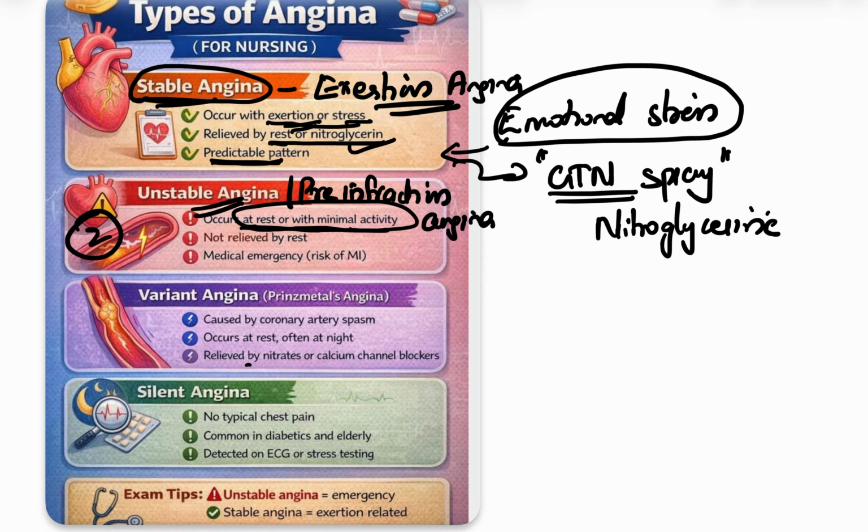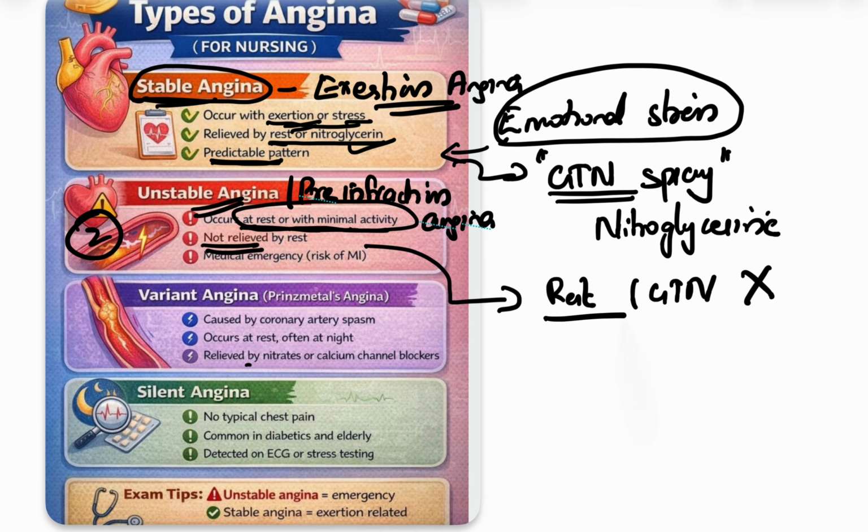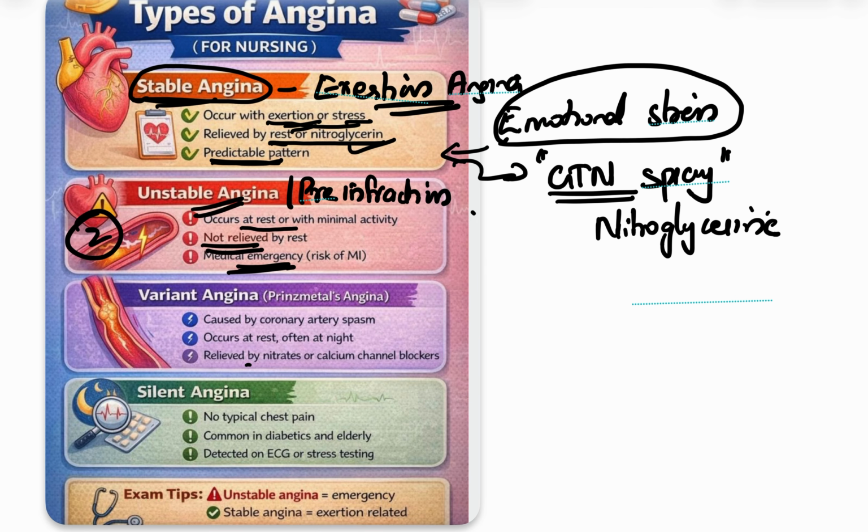And the next most important thing, this unstable angina is not relieved by rest or GTN or nitroglycerin. The rest or nitroglycerin spray is not going to help the patient because the unstable angina is not relieved by the rest or the GTN. And this is a medical emergency. It is the most serious type of chest pain, the unstable angina, because this is a medical emergency. And why is it called pre-infarction angina?